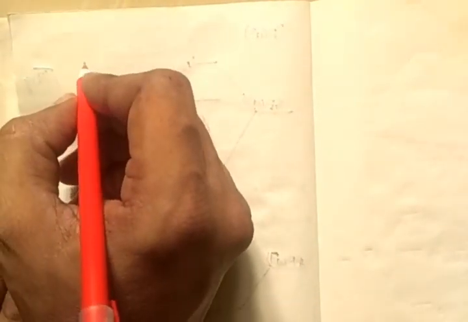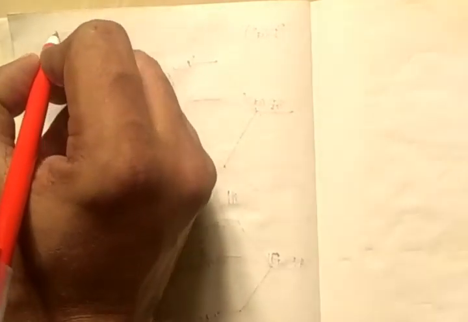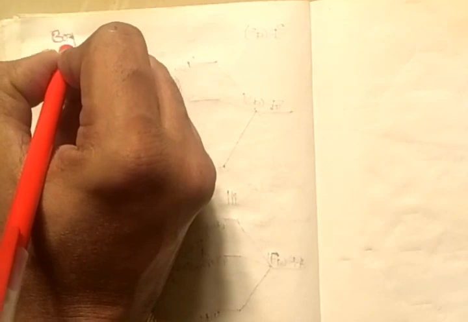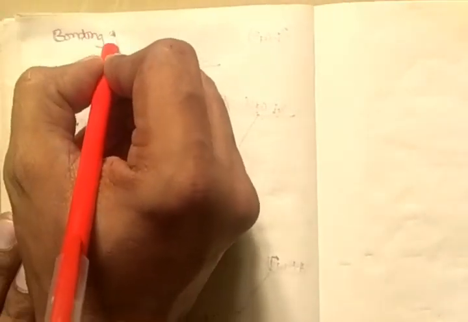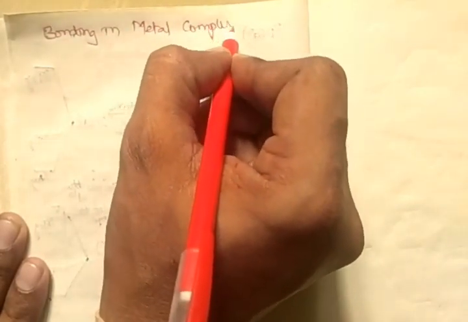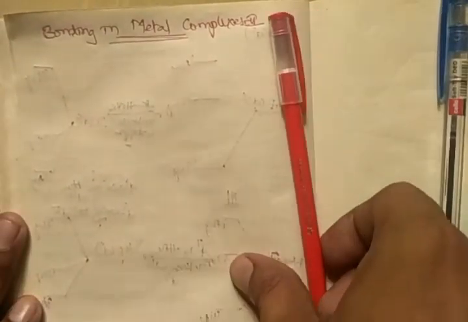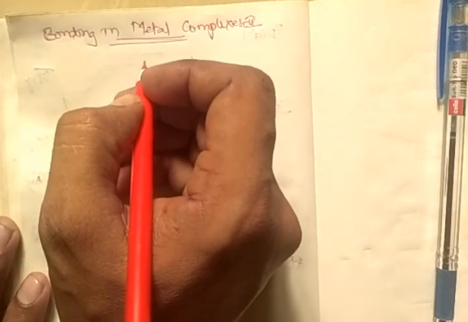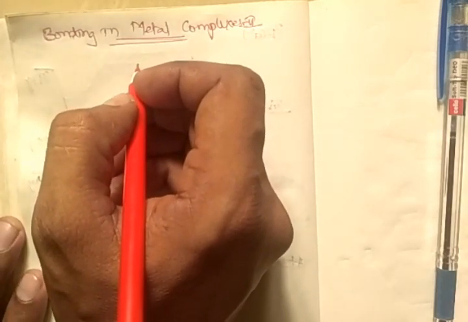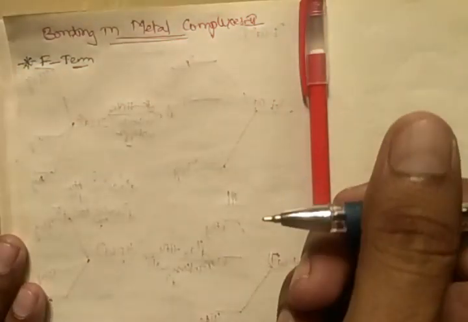Today I want to present the last lecture on bonding in metal complexes, chapter 2. Here I will discuss the Orgel diagrams for different term splittings. And before that, in the last class we discussed the crystal field effect on the F term.